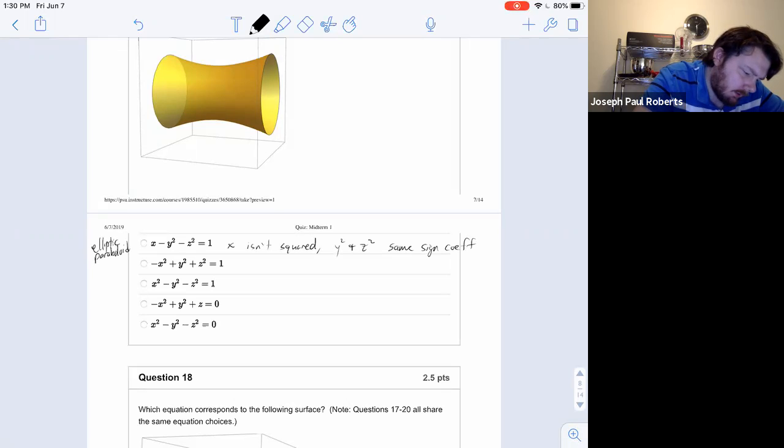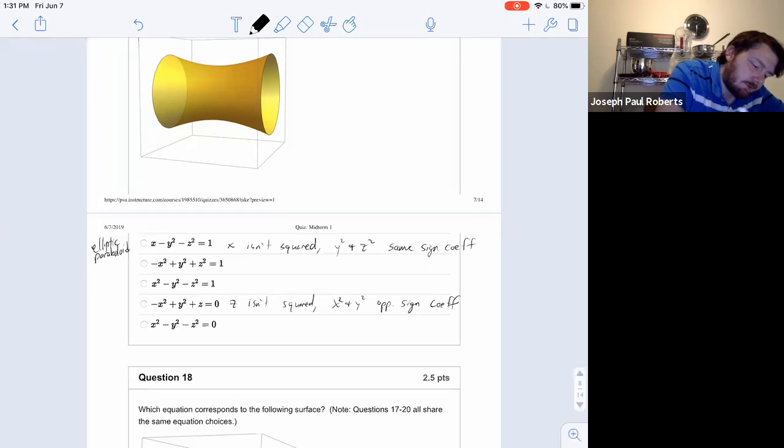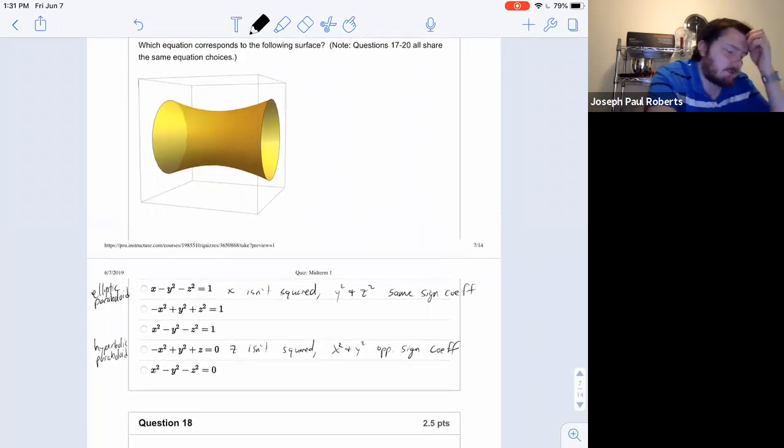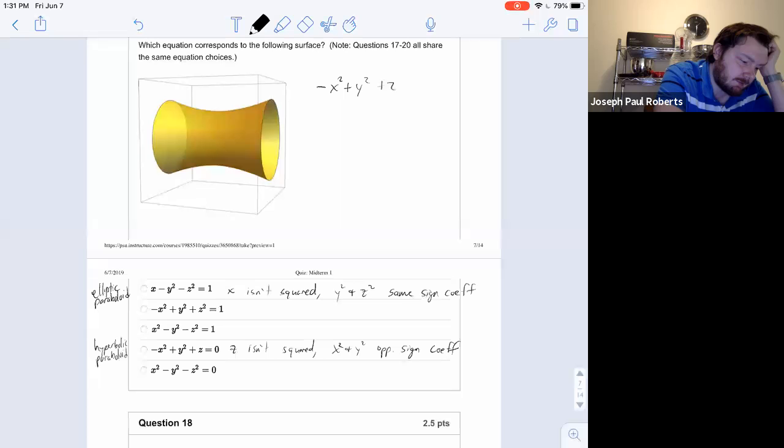Okay, so what else do we have here? In this one, z isn't squared. And then x squared and y squared have opposite sign coefficients. So that's the characteristic of the hyperbolic paraboloid. Okay, and then all these others, they're all squared and they don't have the same sign coefficient.